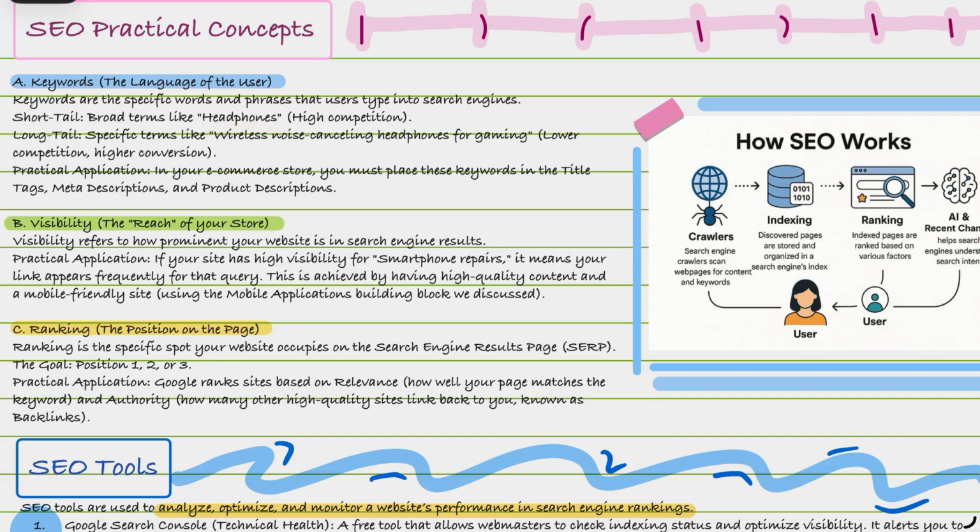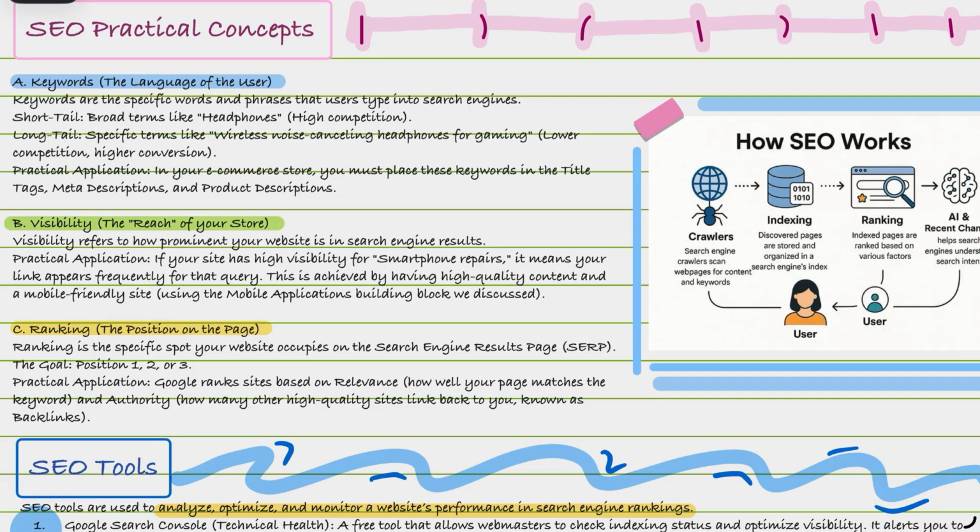Alright, so these have massive monthly search volumes, extreme corporate competition and very low purchase intent, because users are likely just browsing. They do not have the intent of buying if they are just writing a short tail keyword. And then we have long tail keywords. They are highly descriptive phrases like wireless noise cancelling headphones for gaming. These have lower search volumes but much lower competition with an incredibly high conversion rate. If people are using long tail keywords, they are more likely to be buyers.